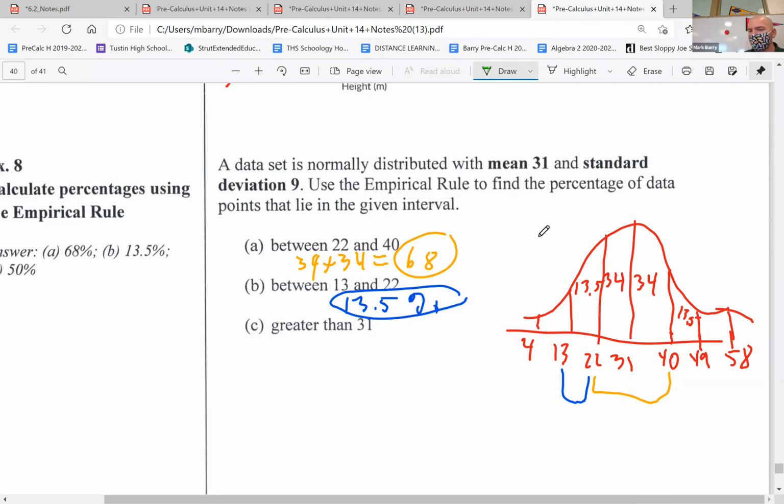And then greater than 31, that's actually out that way. I could write down these 2 pieces, the small pieces, and add everything up. But what's easier is if you're going from the middle forever to the right or the left, that's just going to be 50%. That is exactly half of the data. All right, and we do have time to finish this up on the next page.